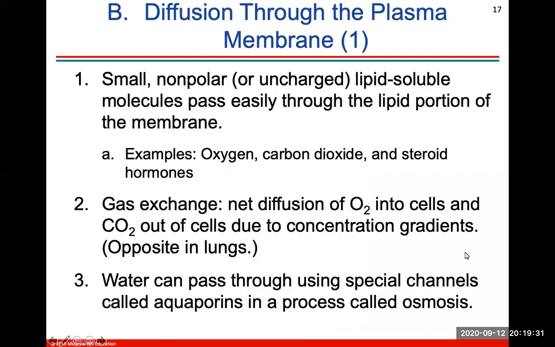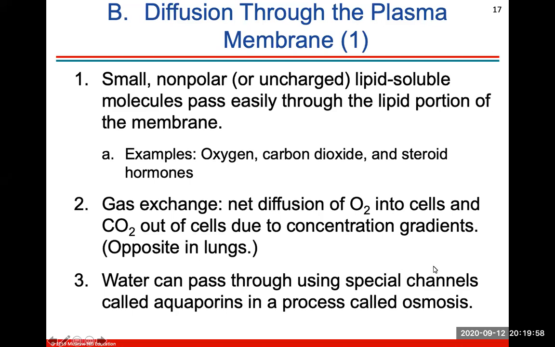Diffusion through the plasma membrane. This talks about things that are able to get through the membrane and things that are not able to get through the membrane. Gas exchange is the net diffusion of oxygen into cells and carbon dioxide out of cells due to concentration gradients. And this is extremely important because all of our cells need oxygen and they will create carbon dioxide as a waste product through cellular metabolism.